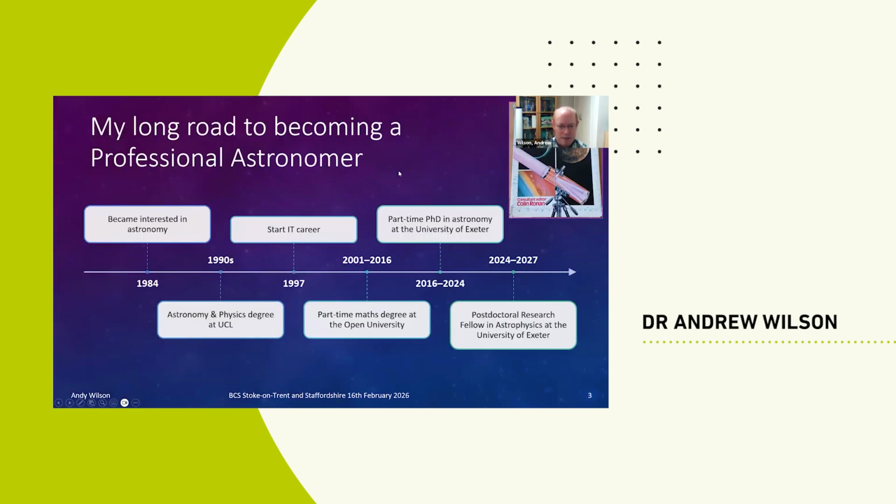Just starting with a little bit about me, I've been in and out of astronomy over quite a few decades. I first became seriously interested in astronomy way back in 1984, and you can see the book on the top right that got me started. Then I did a degree in astronomy and physics at UCL in the 1990s, followed by moving into a career in IT. I then, whilst working, did a part-time maths degree with the Open University, and then went part-time so I could do a part-time PhD at University of Exeter. And I'm very fortunate to be employed as a postdoctoral research fellow at the University of Exeter, where I do research into star formation and young stars.